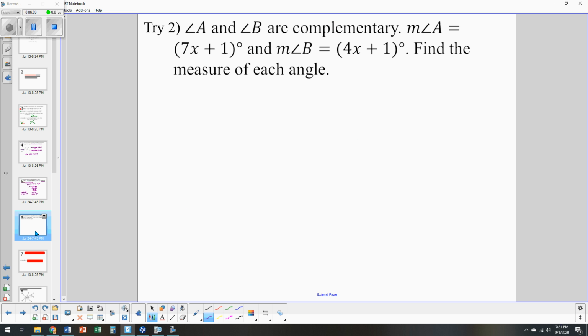So you go ahead and try this one. You can pause it, and I'm going to show the answers. All right, so x was 8, and then plugging that back in, the measure of angle A was 57 degrees. The measure of angle B was 33 degrees.